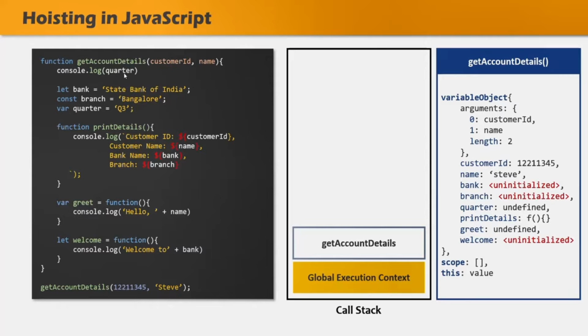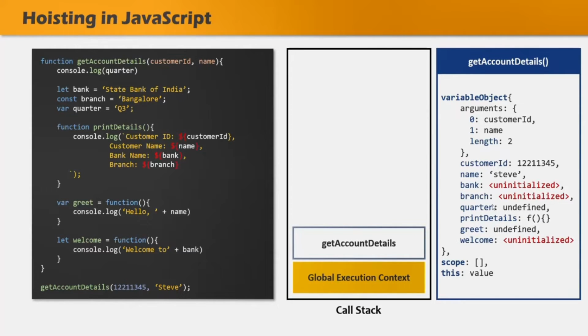So in this case, undefined will be logged, because at this line, when we are trying to use this quarter variable, it is present in the memory, but it is assigned with the value undefined. Only at this line it is getting assigned with the actual value, right? So if we use this quarter variable after this line, during the execution phase, the JavaScript engine is also going to assign these properties with the actual values. So at this line only, this quarter variable will be assigned.